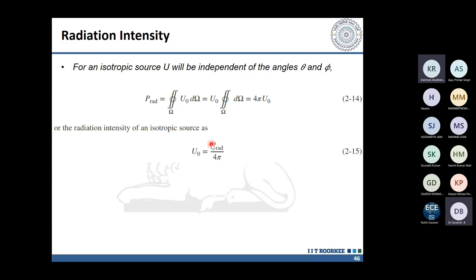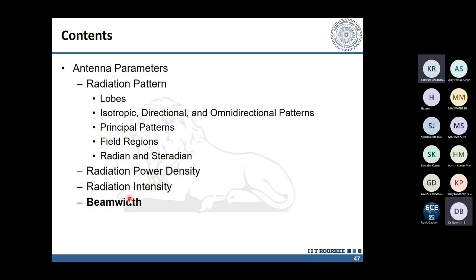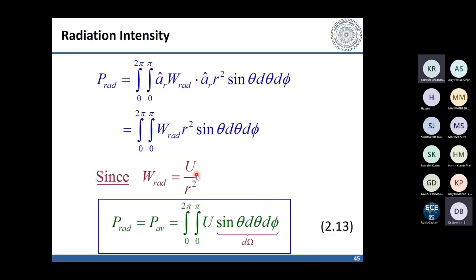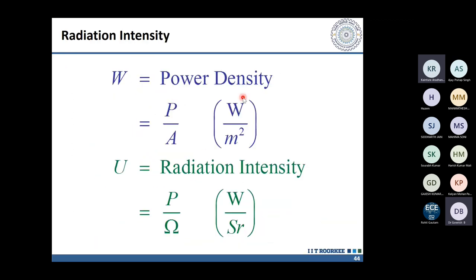Okay, so we covered two important topics, radiation power density and radiation intensity. At this point of time, please go through it once again. But the important point at the end to remember is power density is power per unit area, watt per meter square. Radiation intensity is power per unit solid angle, watt per steradian. Important to note that U also is a power.